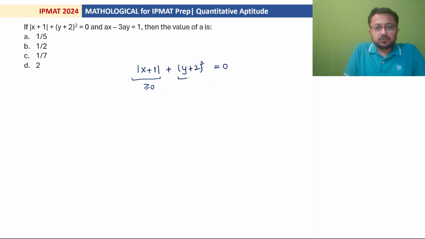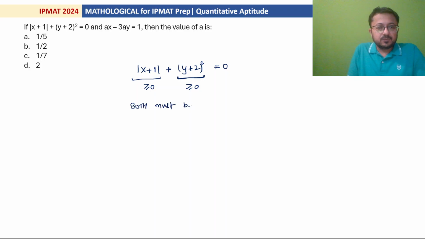Similarly, y plus 2 whole square is also a perfect square. So being a perfect square, this will also be greater than or equal to 0. So both values are non-negative. Both will either be 0 or positive values, and their sum is given as 0. So if there are two values which are non-negative and their sum is given as 0, that implies both values must be 0. Because if even one value is positive, the other would have to be negative, which is not possible at all. So both must be 0.